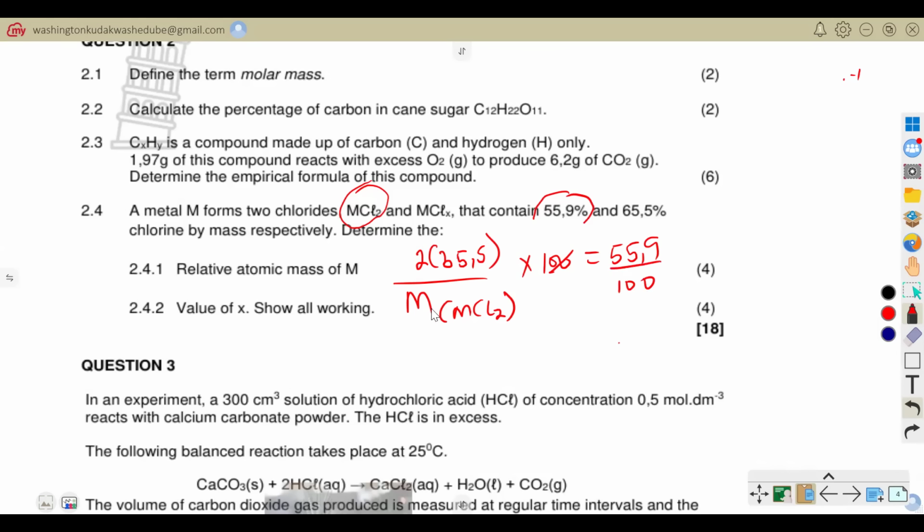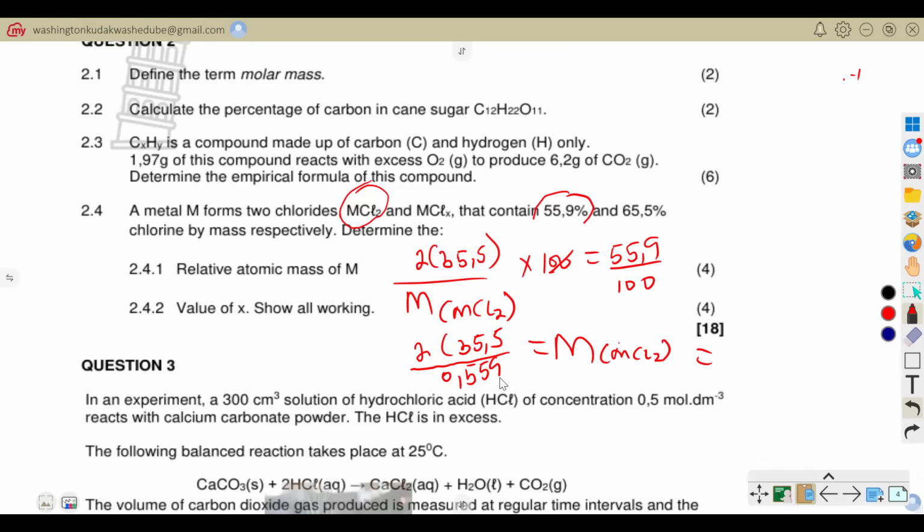And then if I interchange the molar mass of this total compound with this one, I would be left with 2 bracket 35.5 divided by, if I divide 55.9 by 100, I would get 0.559. So the total molar mass of this compound that I have here will be equal to 2 times 35.5 divided by 0.559. So to find that, I'll now use my calculator.